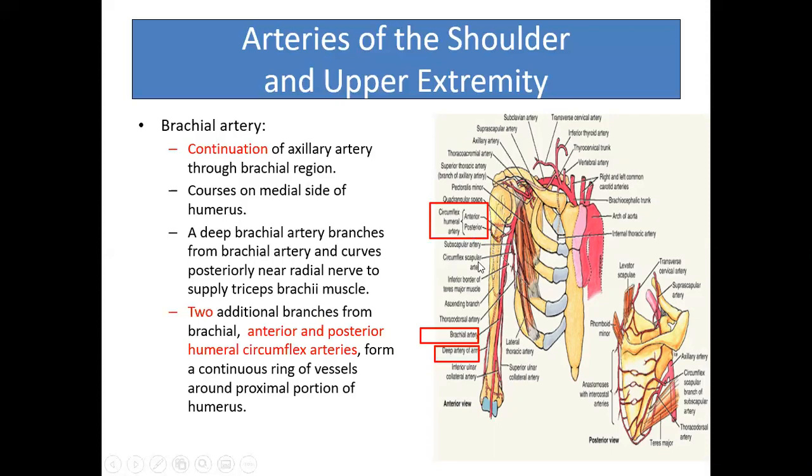And then we also have two additional branches from the brachial artery. We have the anterior and posterior humeral circumflex arteries that I showed you just now. They form a continuous ring of vessel around the proximal portion of the humerus. So these are the two branches. There are three branches altogether. We have the deep brachial artery, and the two additional branches, the anterior and posterior humeral circumflex arteries, that form the circle, a continuous ring of vessel around the proximal portion of the humerus.